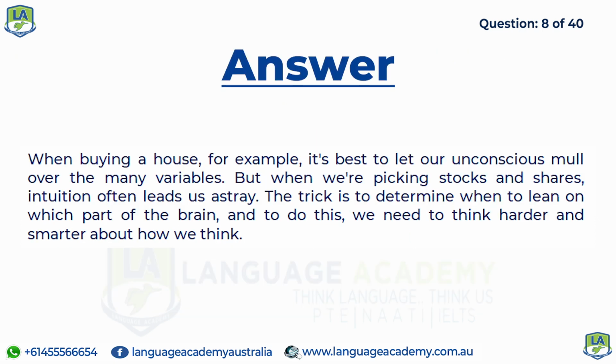When buying a house, for example, it's best to let our unconscious mull over the many variables. But when we're picking stocks and shares, intuition often leads us astray. The trick is to determine when to lean on which part of the brain. And to do this, we need to think harder and smarter about how we think.